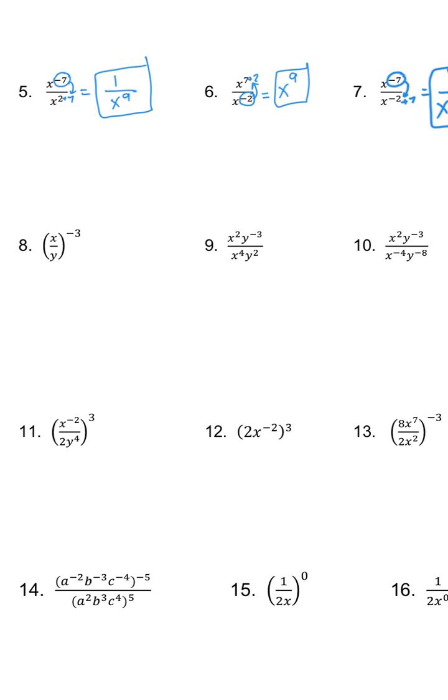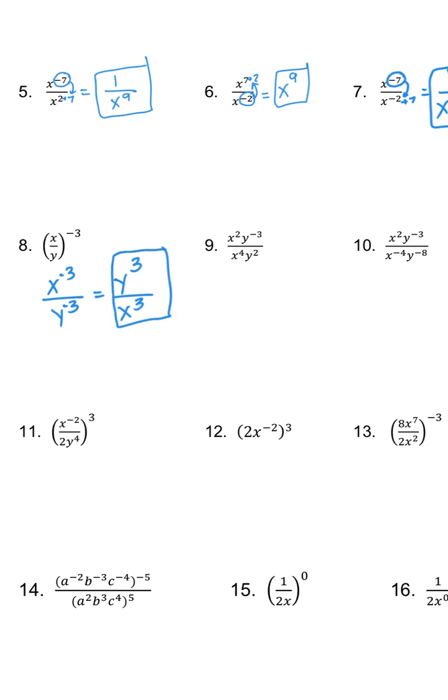Number 8, we have x over y with an exponent of negative 3. So really that looks like this: x with an exponent of negative 3 and y with an exponent of negative 3. We can't combine because x is by itself and y is by itself, but what we can do is they can switch. The y can go to the numerator, to the top, and that becomes y to the third because the sign changes. X goes to the denominator and that sign changes.